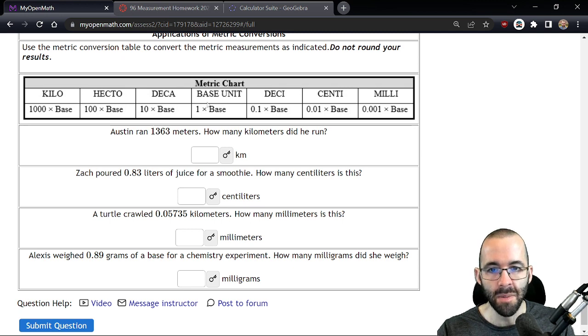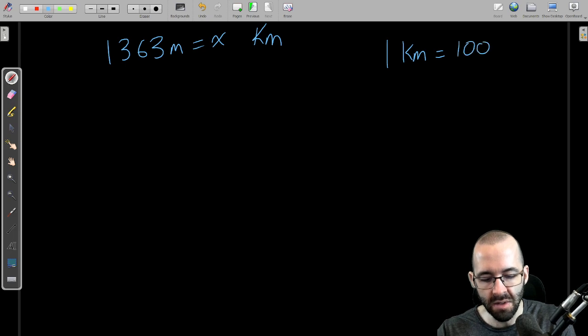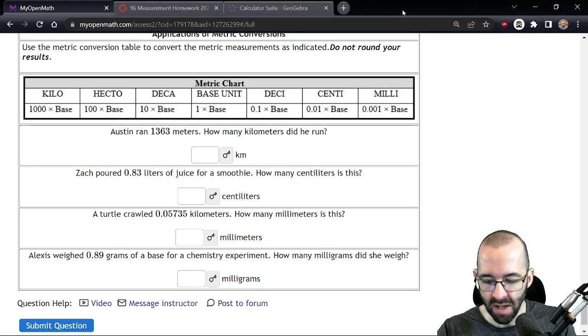The meters is going to be the base unit. Kilometers is 1,000 of the base unit. So 1 kilometer is 1,000 meters. That's what it means. That's what this chart is trying to tell you in a somewhat confusing fashion. 1 kilometer is 1,000 meters. 1 kiloliter is 1,000 liters.